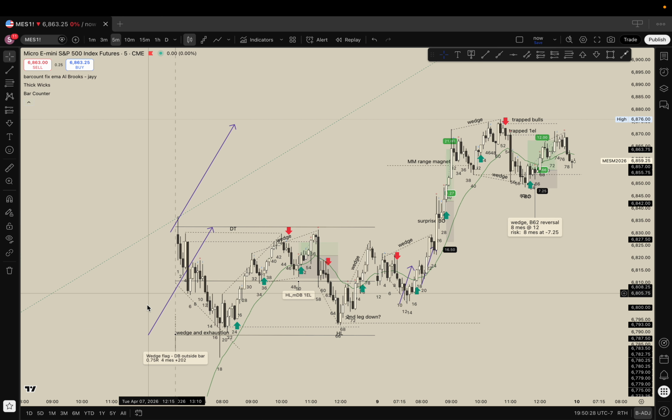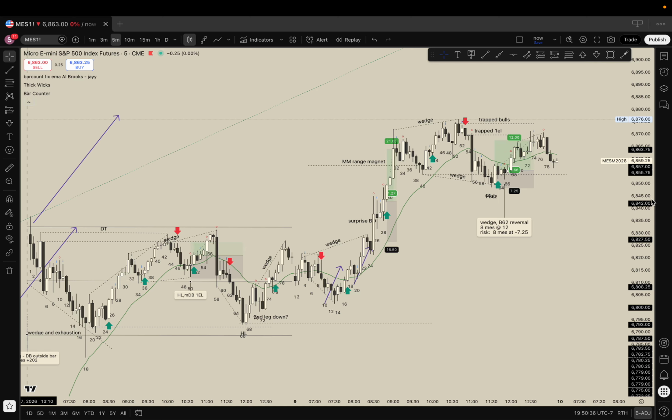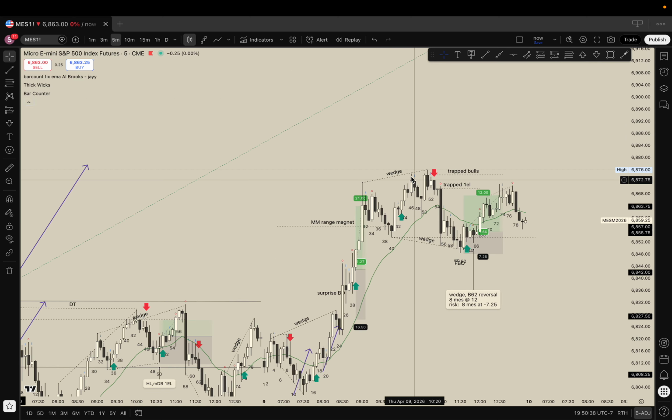On the larger time frame, we saw that our trading range has met the measured move. Plays out.